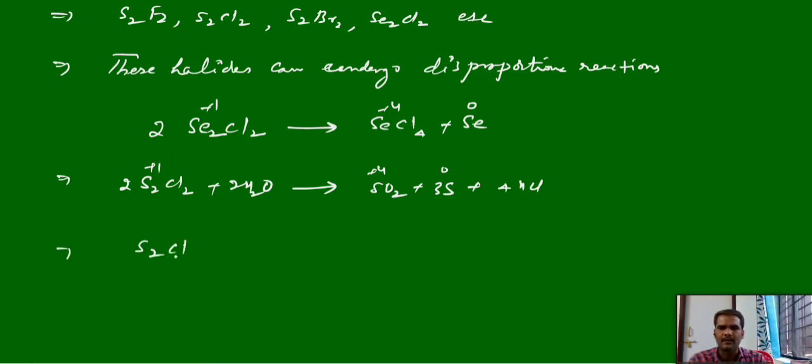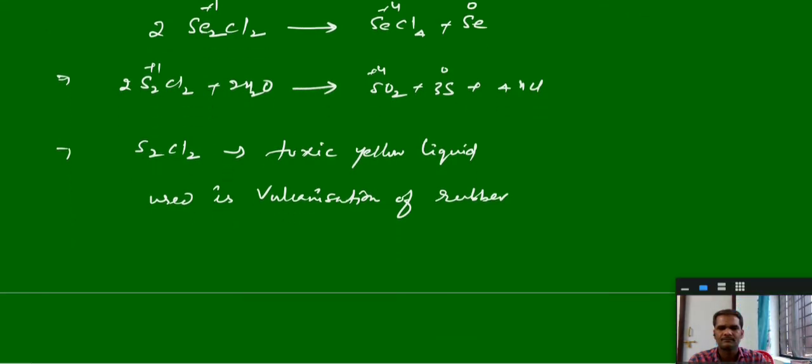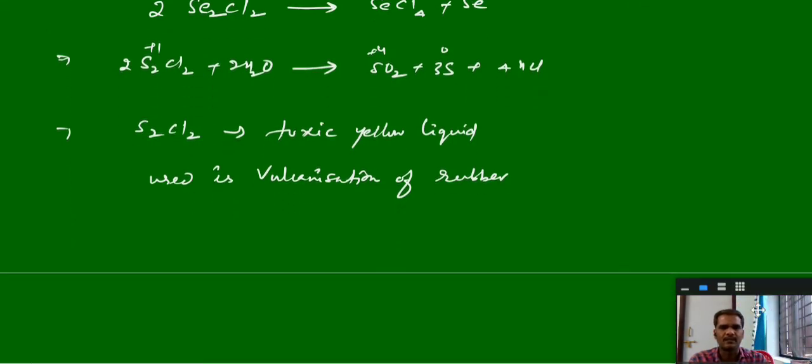And one more important point about S2Cl2. It is a toxic yellow liquid. We have SCl2 as red, but this is a yellow liquid. Toxic yellow liquid. This is generally used in the vulcanization of rubber. These few points you can remember.